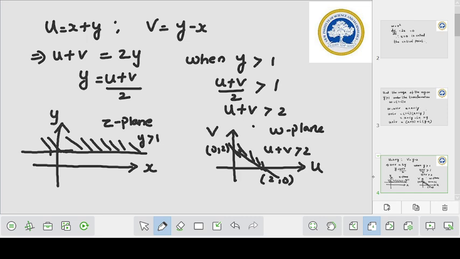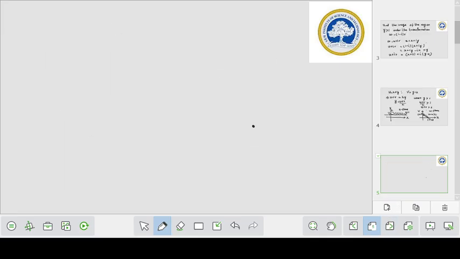So the image of y greater than 1 in the z plane is transformed into the region u plus v greater than 2 in the w plane. So this is how your conformal mapping is done. Let us see one more problem of this type.